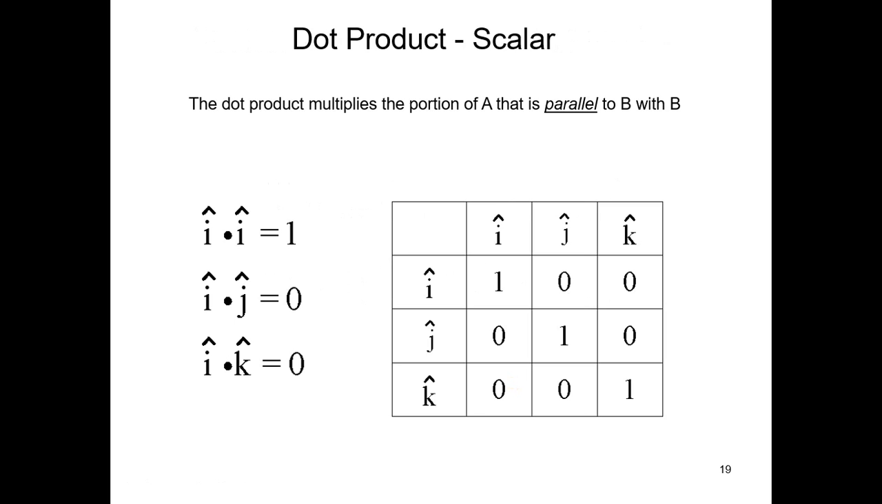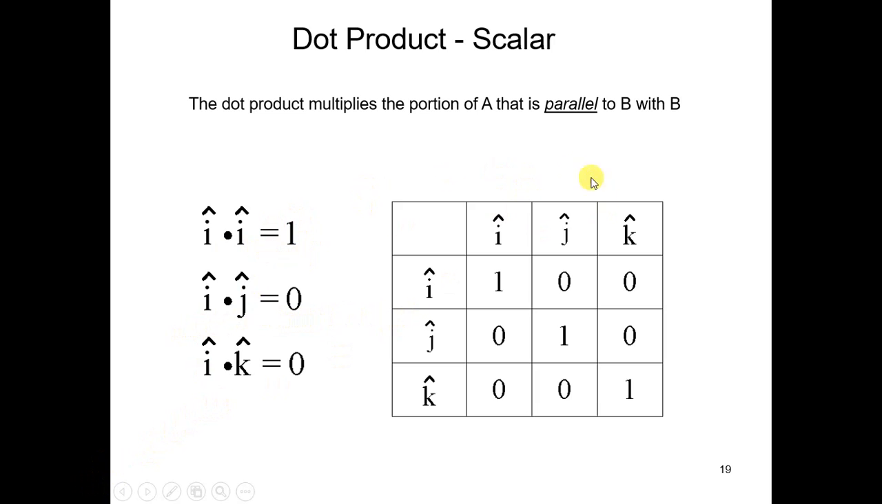Now see here, the dot product is for scalar quantities. The dot product multiplies the portion of A that is parallel to B with B. So we will get: i dot i equals 1, i dot j equals 0, and i dot k equals 0.